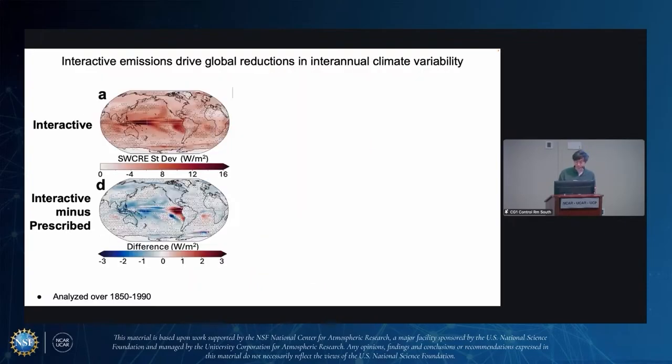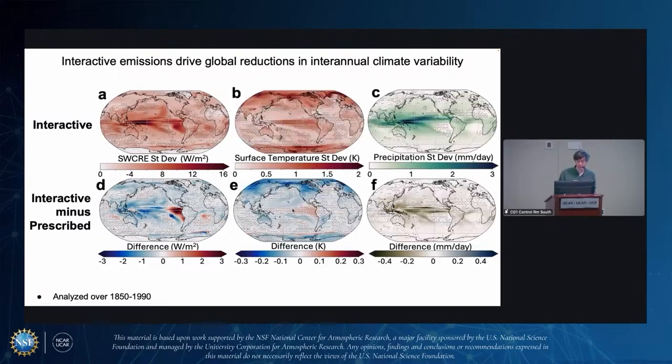But surprisingly, those interactive emissions drive a decrease in interannual variability of many different climate fields, including the shortwave cloud radiative effects, temperature, and precipitation. And these are near global lowerings of climate variability in all of these fields.